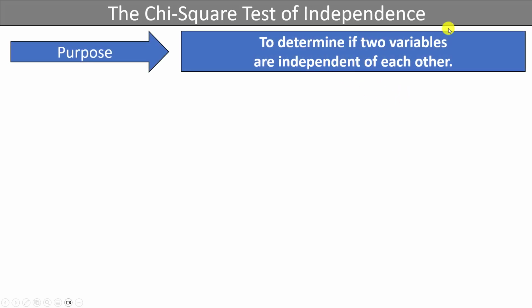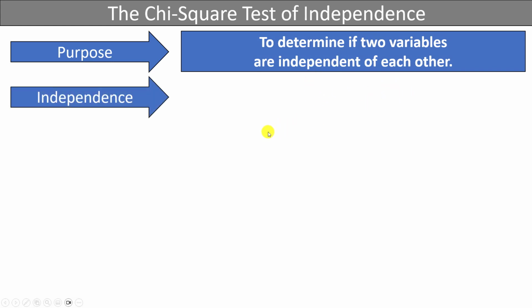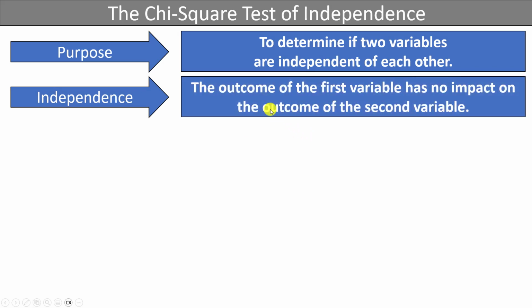Now, this distribution is used for a number of different hypothesis tests, but the only one that we're going to do here today is what's called the chi-square test of independence. So the purpose of this test is to determine if two variables are either independent or dependent of each other. And what is meant by independence would really just mean that the outcome of your first variable doesn't have any impact on the outcome of the second variable, and these variables would be collected for the same individual.